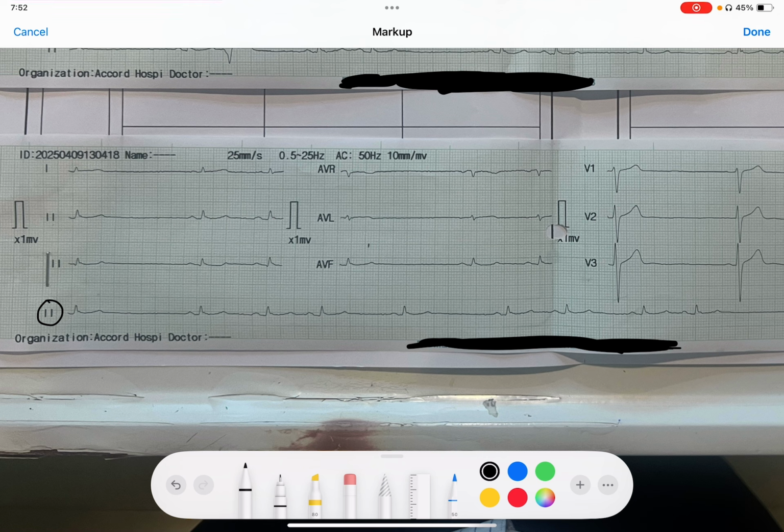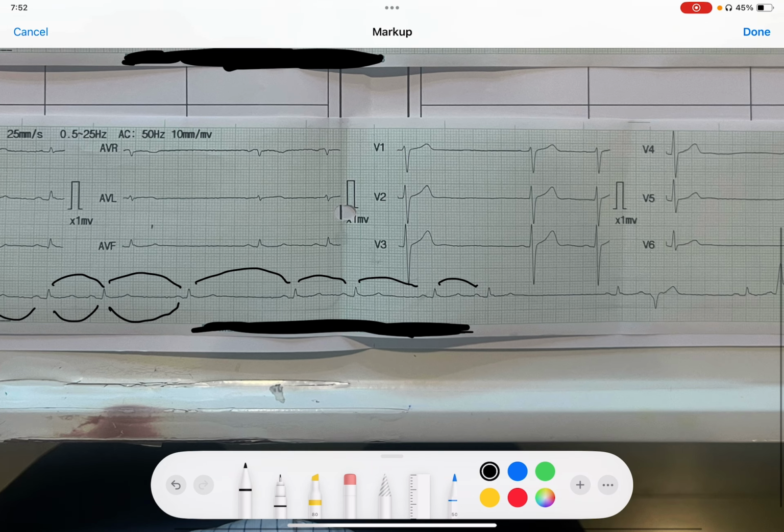Now, one thing is for sure: there is a variation between QRS to QRS. So this QRS and this, the difference is pretty more. This difference is pretty more. This is less, this is more, this is less. So there is definitely a variation. And if you see here, there is a large gap here. So what exactly is the problem?